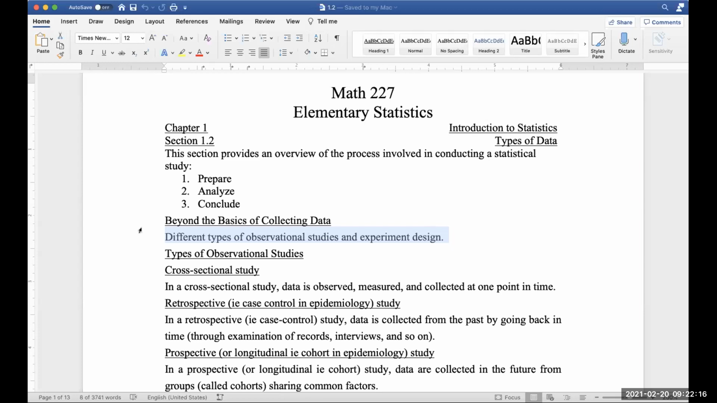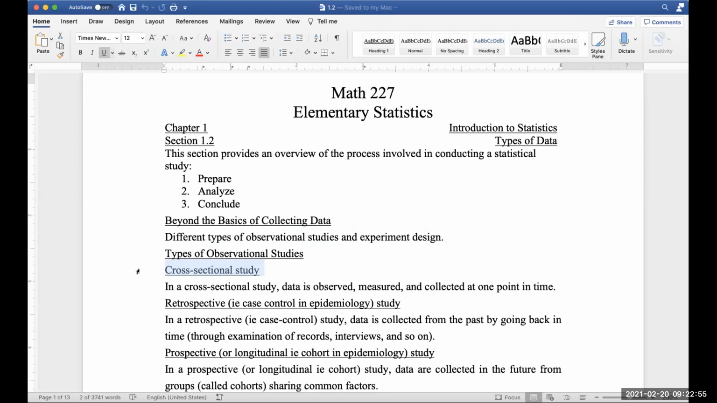In quantitative studies, it's much more linear. You start out with a question and you figure out, well, what do I need to do to answer this question? And so there are different types of quantitative studies, such as observational studies and experimental studies. So let me give you different types of observational studies.